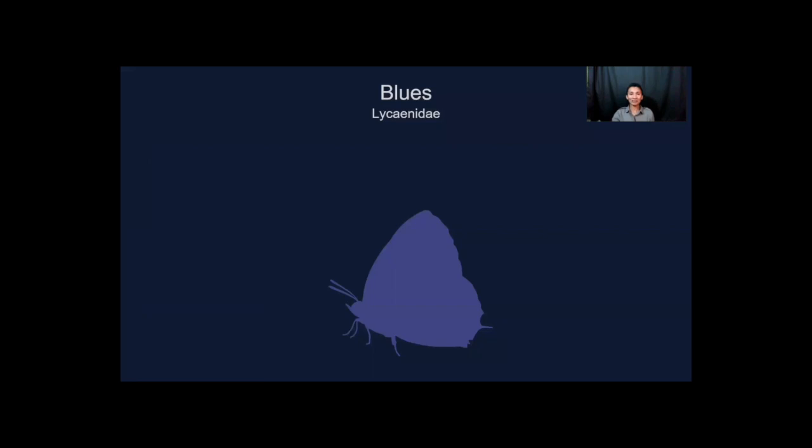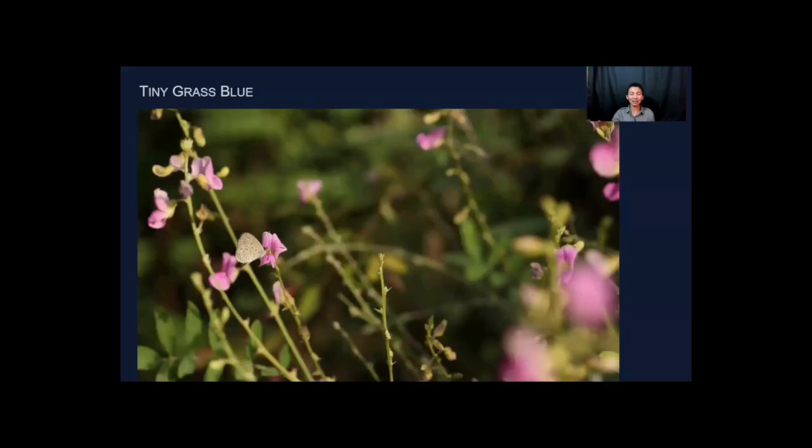Now the next family, which we call the blues. The blues are the tiniest butterflies we have. Can you see the butterfly in this photograph? I'm sure you've spotted it. This one is called the tiny grass blue. It's come for some nectaring.